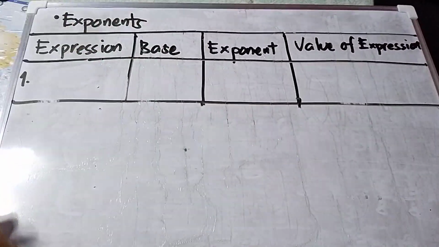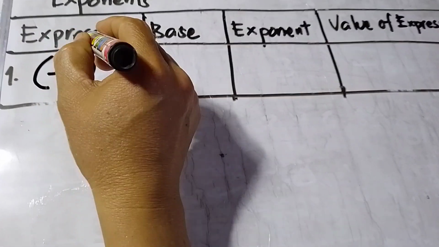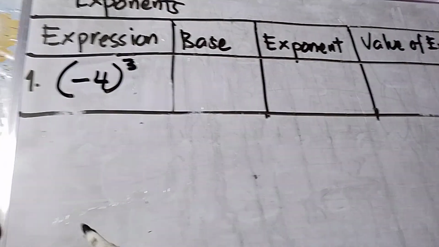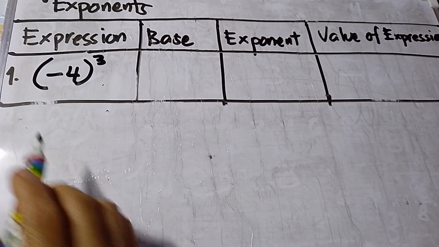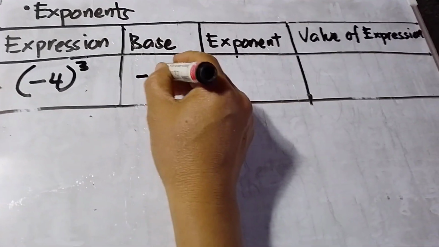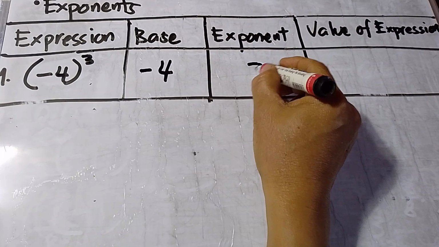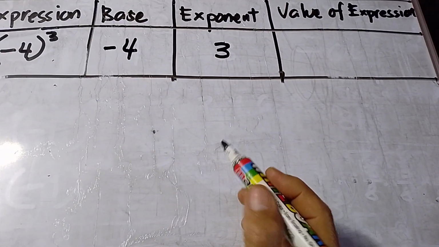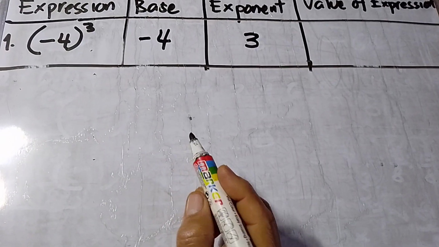For example, I have here -4 to the power of 3. That's the expression. Now the question is, what's the base for number 1? The base is -4. And then what is the exponent? Exponent is 3. Next is the value of expression, meaning the answer of -4 to the power of 3.